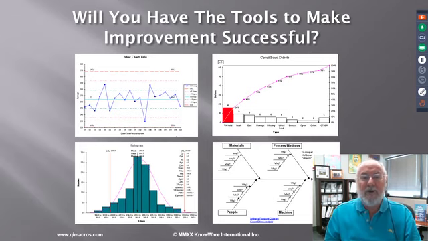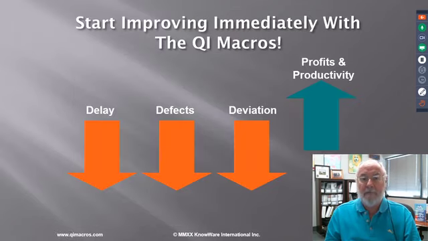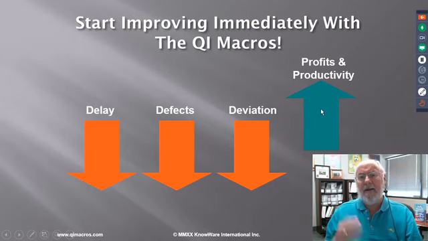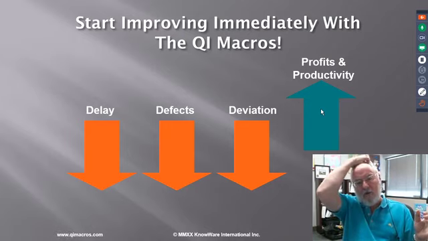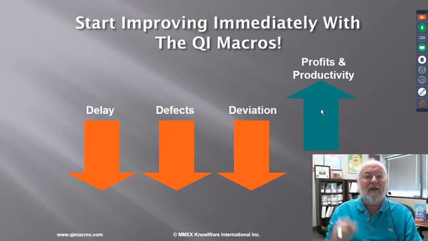So anyway, will you have the tools to make improvement easy, effortless, successful? I think you do if you grab the QI Macros. So let's start reducing delay, defects, and deviation. I call those the 3 silent killers of productivity and profitability. And in healthcare, that'll also help prevent patient harm. In healthcare, they're chasing a goal called zero harm, to get to 0 mistakes, errors, or patient harm of any kind. And some hospitals are making pretty good progress on some of those things.